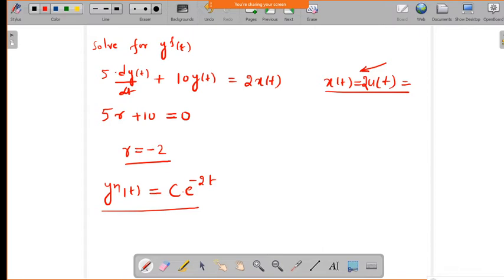So, this will be 0 plus 10k, which is equal to 2 into 2, that is 4. So, now what is the value of k? k is nothing but 2 by 5. Okay. So, this is your particular solution.